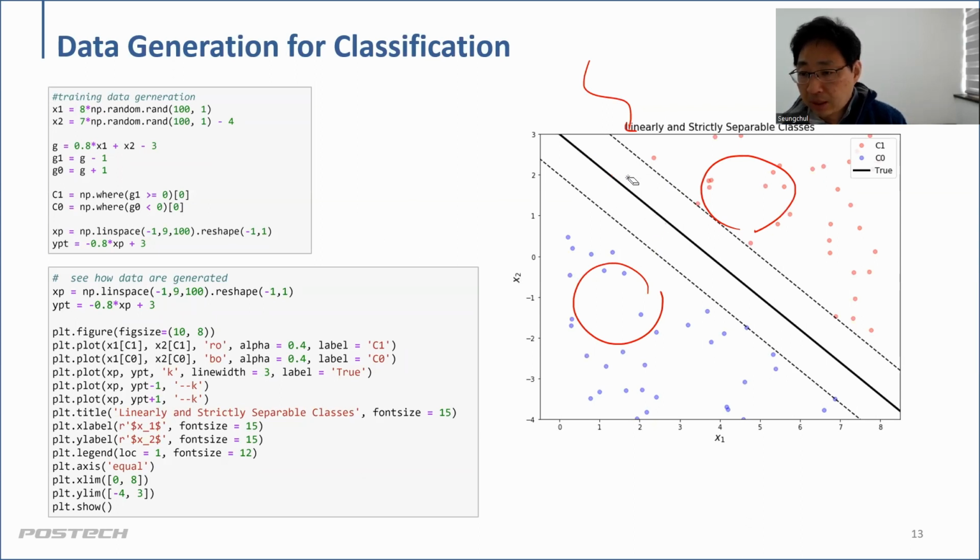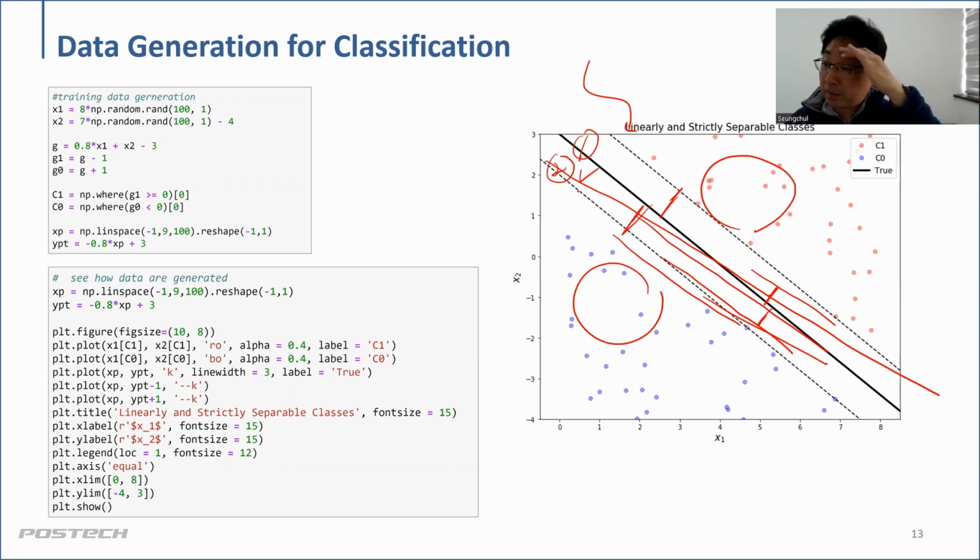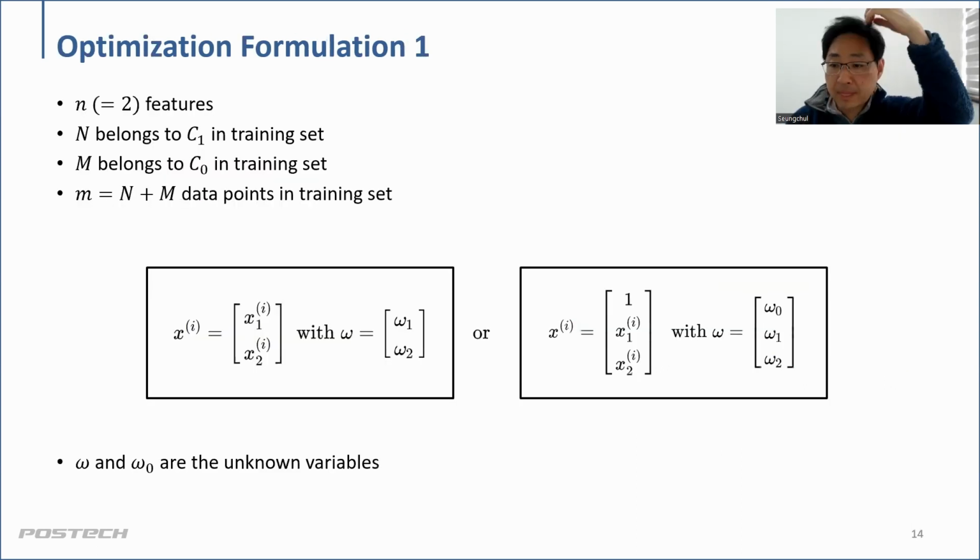For example, this one is possible, but if you increase it, that's the distance, and it's smaller than that one. So this one is not the best. This one is better than the other. Okay, that's the basic idea of SVM.